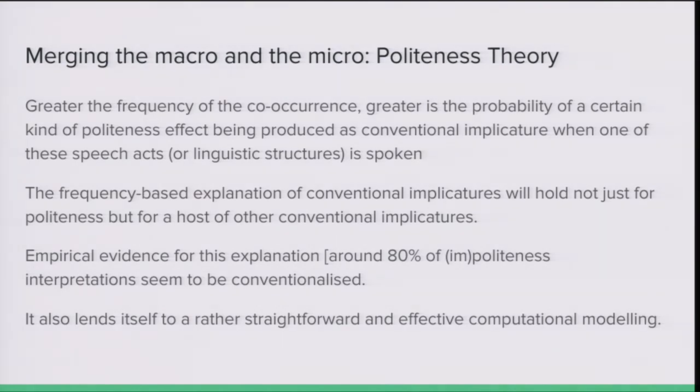For me, it's slightly more complex. Your frame may not contain just the frequency, it may contain a lot of other factors also. But Terkourafi's explanation is purely frequency-based, and it holds not just for politeness but for a host of other conventional implicatures as well. That's how any of those conventional implicatures come to be formed. There has been empirical evidence, which is part of my PhD thesis. It seems that around 80% of these impoliteness interpretations are conventionalized.